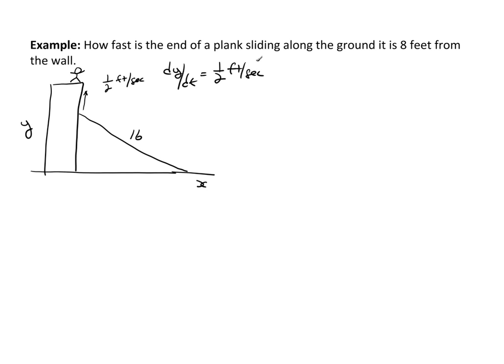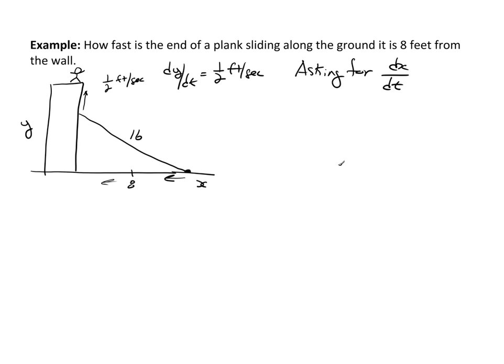So the question is, how fast is the end of the plank sliding along the ground? How fast is this end right here moving, in this direction, because obviously I'm pulling up on this end, when it's 8 feet from the wall? So at some point I'm going to be here at 8 feet, and how fast is it moving in that direction at that exact point? So it's asking for the rate of change in this direction, so it's actually asking for dx/dt. This is what I need to find.